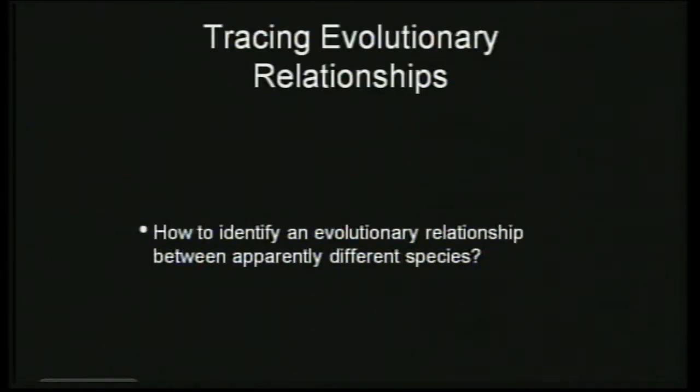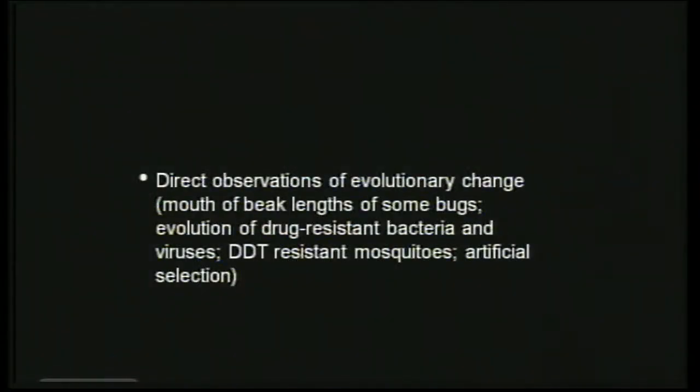Then we also discussed how we can trace evolutionary relationships. That means, how do we know that a few organisms are closely related or more closely related, and some organisms are very different from each other? As you can see in the slide, there are certain ways of looking at it. Direct observation: we discussed some of the changes that are visible right now. For example, the beak length, the shape of the beak, how the shape of the beak in different birds appears differently just because the food sources are different.